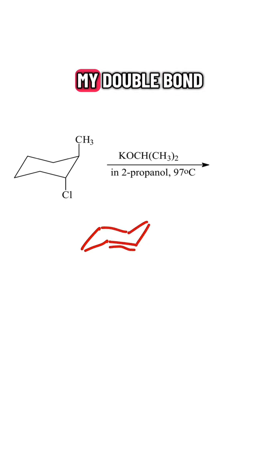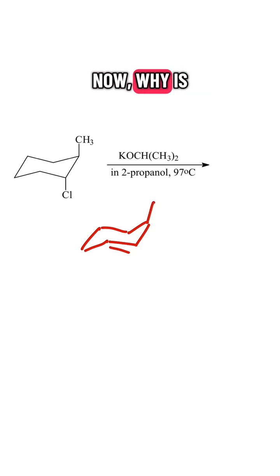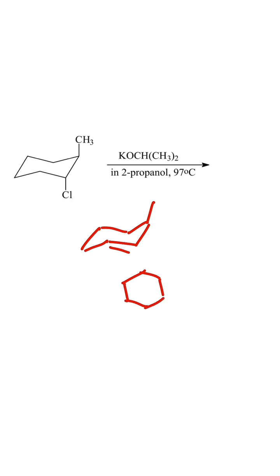There we go. I'm going to put my double bond right here. So our double bond goes right there. We have a methyl over here. Now, why is that our correct answer? You could draw it like this and give that some stereochemistry.